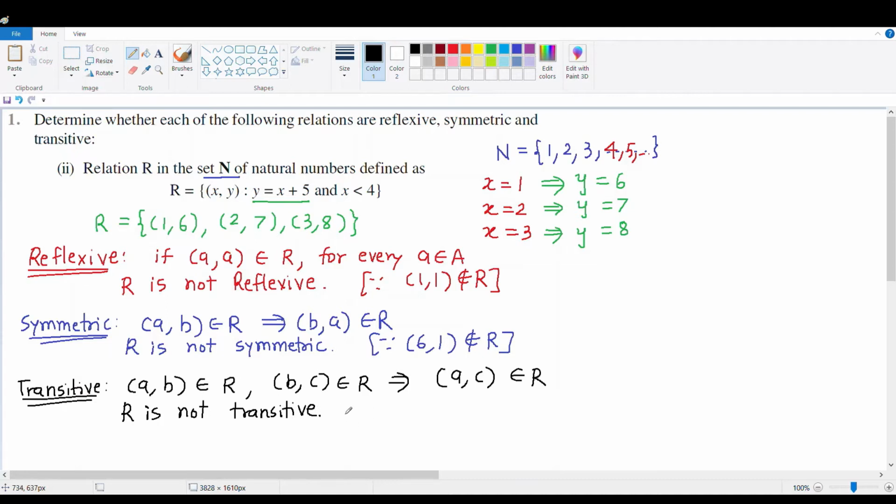So the reason is that there is no coordinate pair present with B in common.